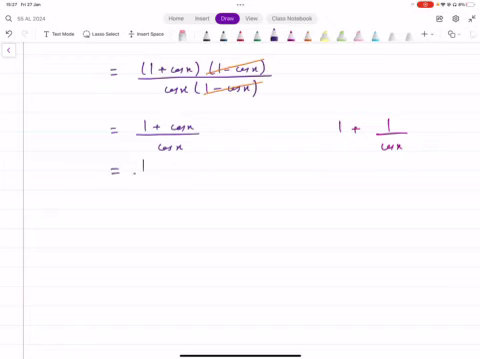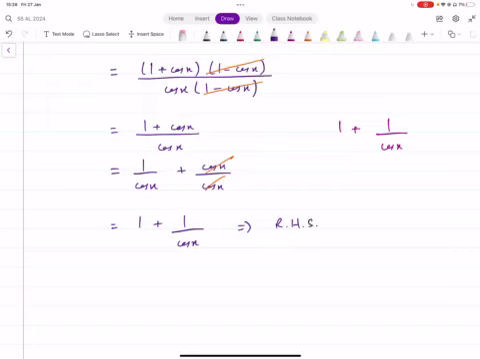You can write this as 1 over cos x plus cos x over cos x. Numerator को split कर लें दो parts में. Now this gets cancelled. ये 1 बन गया, and you have 1 over cos x here. So you can say this is 1 plus 1 over cos x, and that is equal to the right hand side. This is what we wanted to prove. Okay. Any questions?